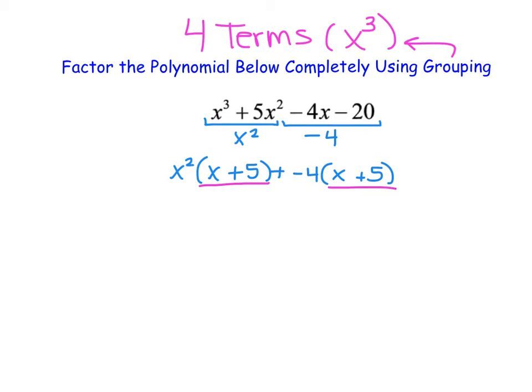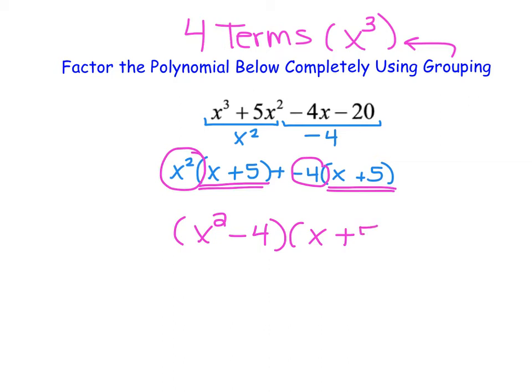Now, because these have matching parenthesis pieces, we can group the coefficient in front that we factored out together. So what we can say here is we can group x squared and negative 4 together. We can say, well, x squared and negative 4 are both being multiplied by x plus 5. So this is our factoring by grouping technique. It's basically utilizing part of our factoring trinomials trick to factor a 4-term polynomial.